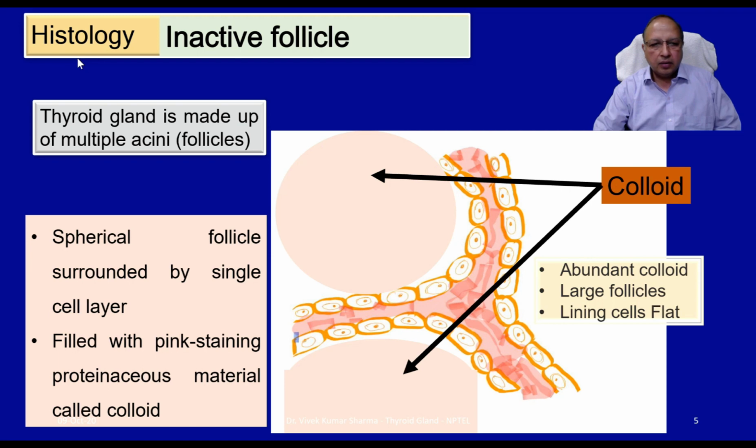Histology. Now, this thyroid gland is made up of multiple acini or follicles, and they can be present either in the active secretion state or the inactive state. In the inactive follicle, what we see is that in the center, the proteinaceous material called the colloid is abundant. We see that these follicles are larger in size, and the cells lining this follicle are flat and thin layered.